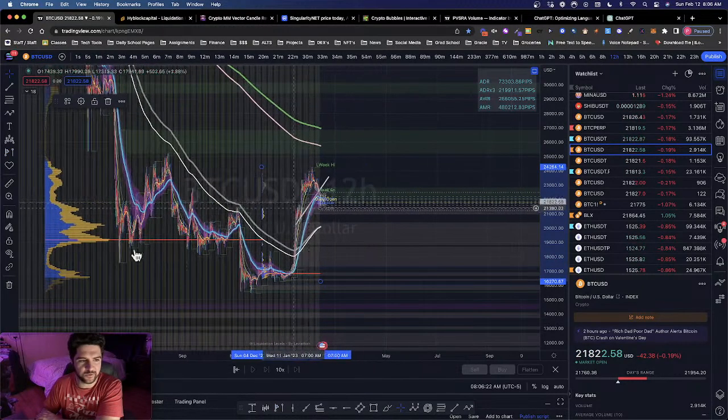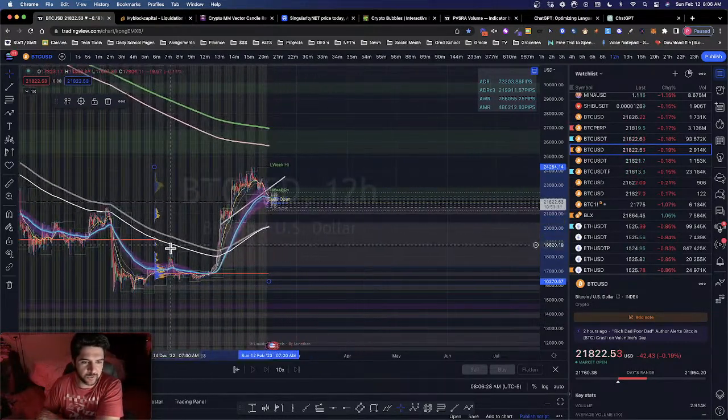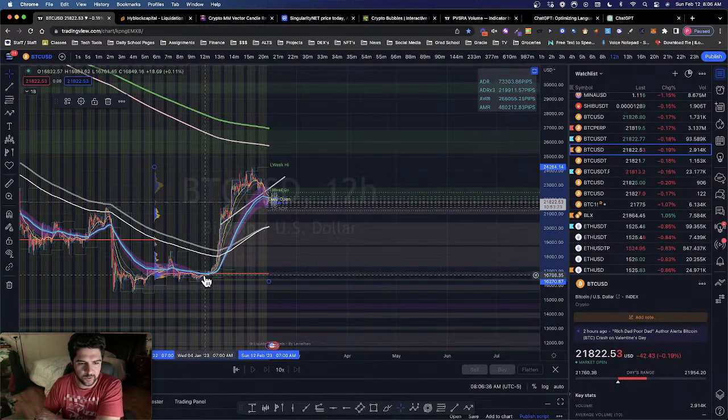Now you see the difference between this volume and this volume? Do you see how there's nothing there? There's absolutely no support until you get to here, right? There's absolutely no support. But when these people who actually did catch this move close out their long positions, right?